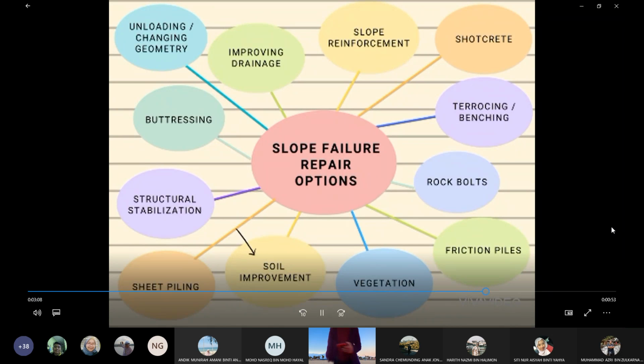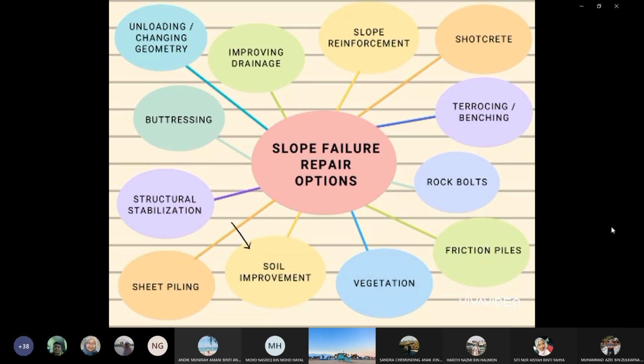Next, soil improvement. There are five ways to improve the soil. First, chemical stabilization such as using cement and lime. Second, thermal stabilization. Third, biostabilization. Fourth, natural or byproduct waste stabilization. And the last one, electro-osmosis. Next, sheet piling. It is the process of overlapping sheet piles driven into the ground to act as retaining walls.